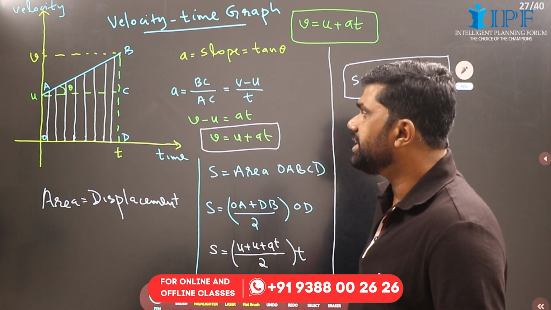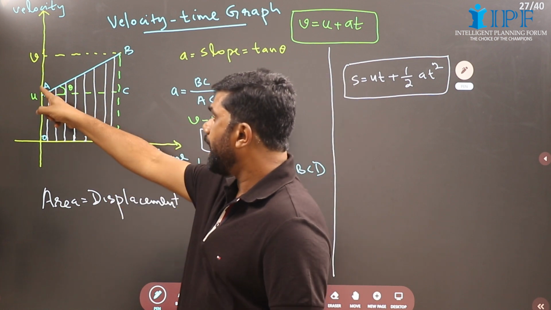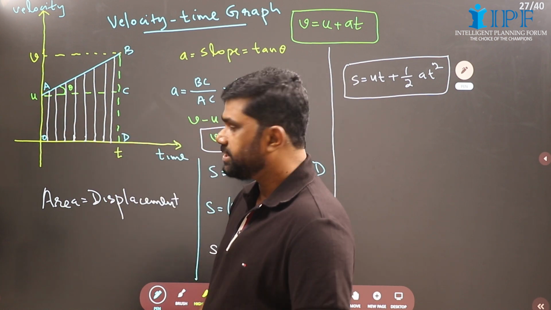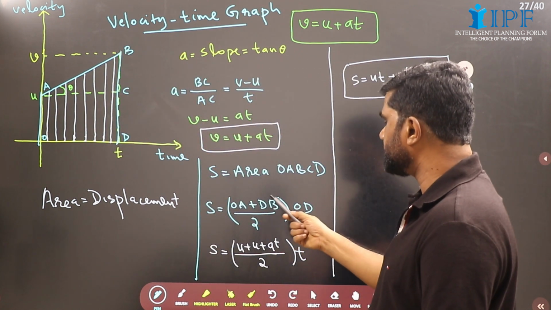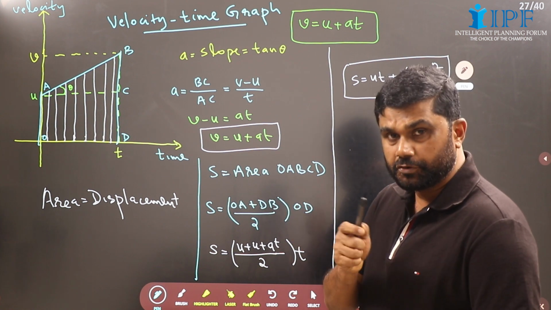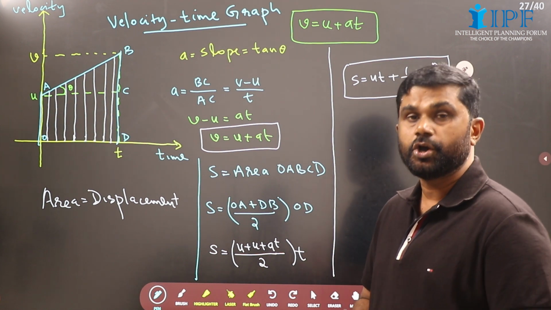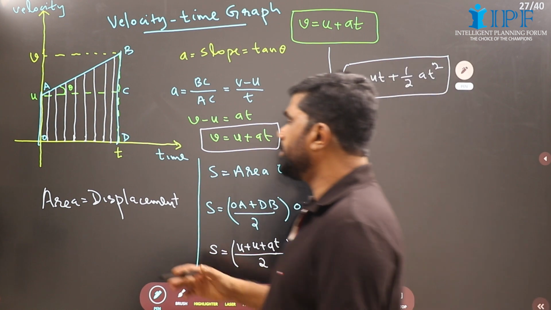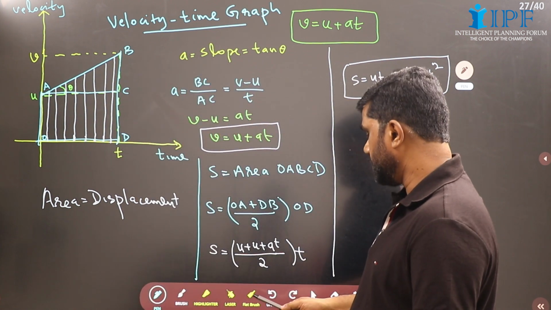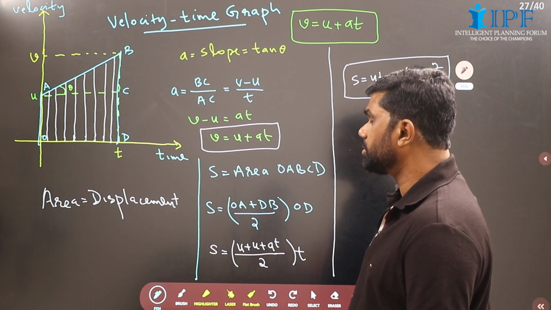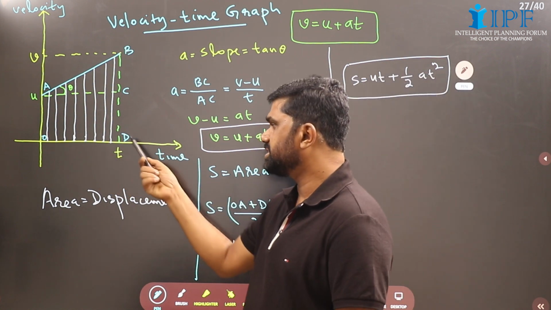And see, the shape of this area is that of a trapezium. How do you find the area of the trapezium? It is the average of the parallel sides. These two sides, this side and this side, are parallel, and the average will be OA plus DB by 2. Okay, the average of the parallel sides multiplied by the separation between the parallel sides, or the perpendicular distance between the parallel sides. The perpendicular distance between the parallel sides is this one. Along the x-axis time is plotted, so it will be from 0 to t, right? Or let us say this distance is OD.